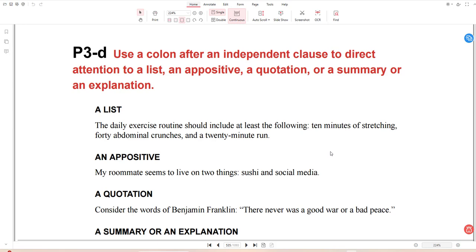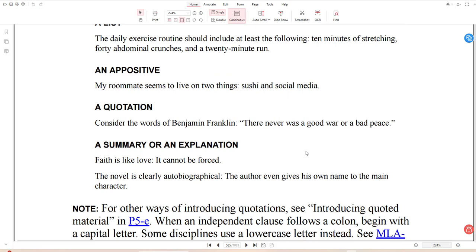The daily exercise routine should include at least the following: 10 minutes of stretching, 40 abdominal crunches, and a 20-minute run. So you're about to do a list, then you put in the colon. And an appositive: My roommate seems to live on 2 things: sushi and social media. A quotation: Consider the words of Benjamin Franklin: There never was a good war or a bad peace.